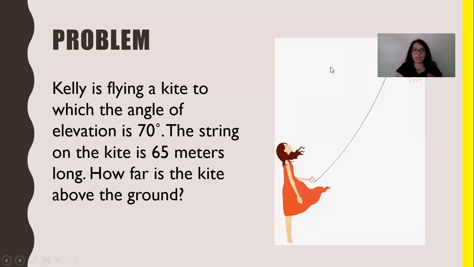This is our problem for today. Kelly is flying a kite to which the angle of elevation is 70 degrees. The string on the kite is 65 meters long. How far is the kite above the ground?